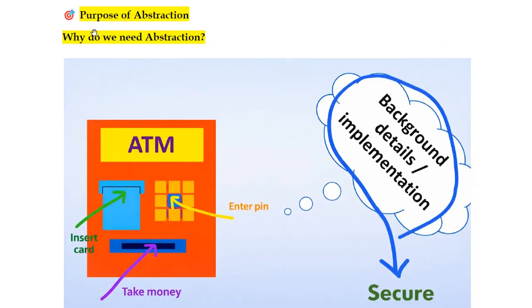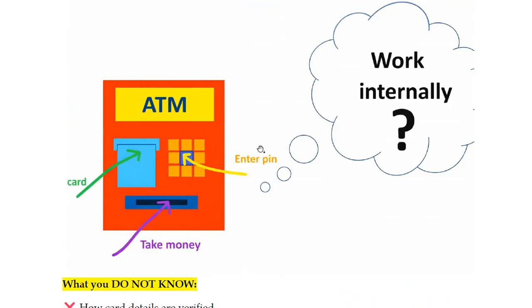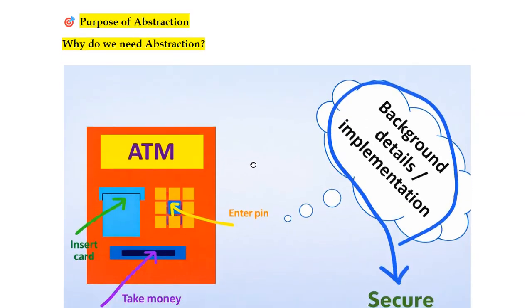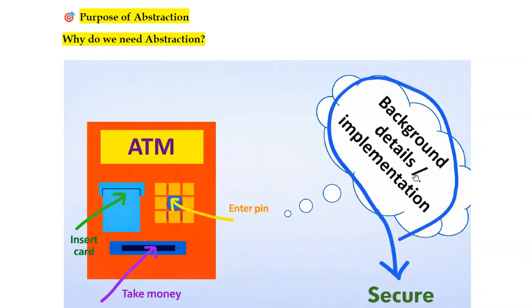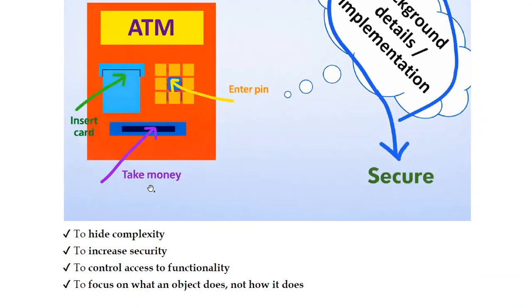So, the purpose of abstraction is today's agenda. Why do we need abstraction? As per this image, you can understand the user does not know how it is working internally. Why are we making it like that? Background details or implementations are hidden from third parties, so automatically you are maintaining security. Everyone can watch this, but we don't know what is happening in the background.